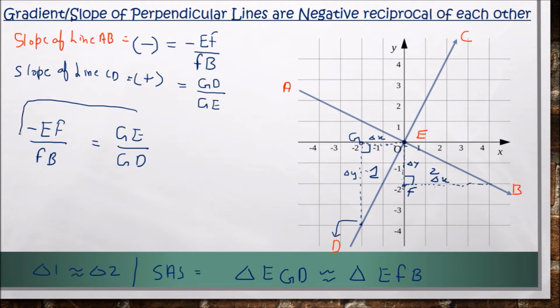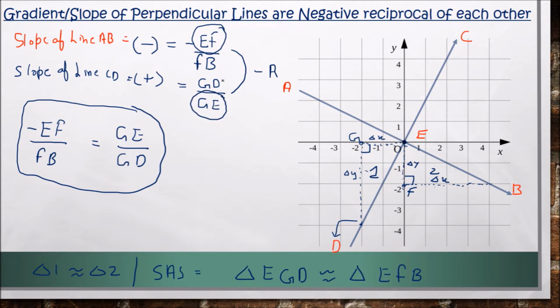Now, where did this statement come from? If these two slopes are negative reciprocals of each other, it means EF, which is our numerator, will be equal to GE, which is our denominator, and GD of line CD, which is the numerator, will be the denominator of our line AB. That's why we can say that EF equals GE and FB equals GD.